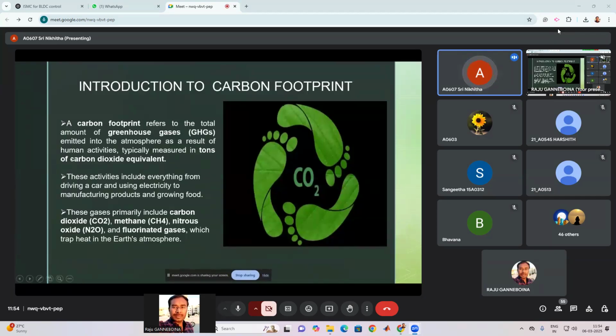Introduction to carbon footprint. A carbon footprint refers to the total amount of greenhouse gases that are emitted into the atmosphere as a result of human activities. These are measured in tons of carbon dioxide equivalent. These greenhouse gases include carbon dioxide, methane, nitrous oxide, and other fluorinated gases which trap heat in the Earth's atmosphere. These activities include everything from driving a car, using electricity, and everyday activities to manufacturing products and growing food.